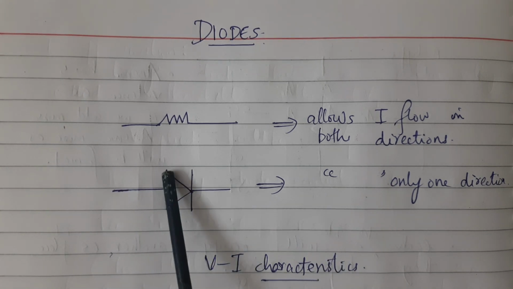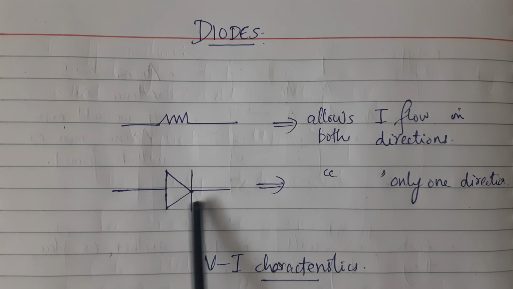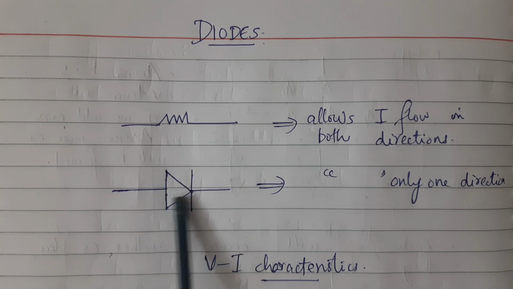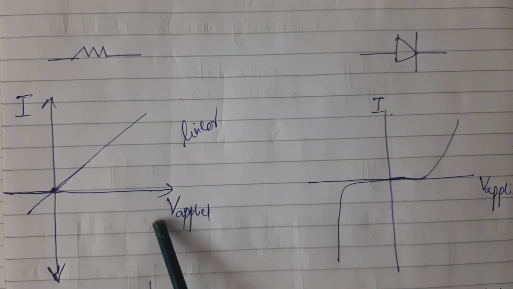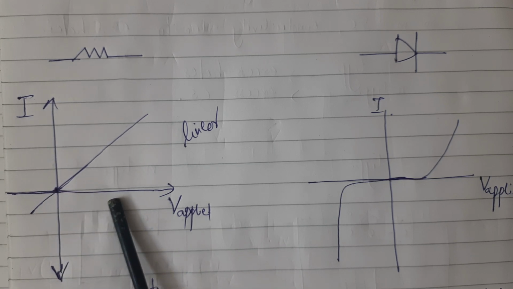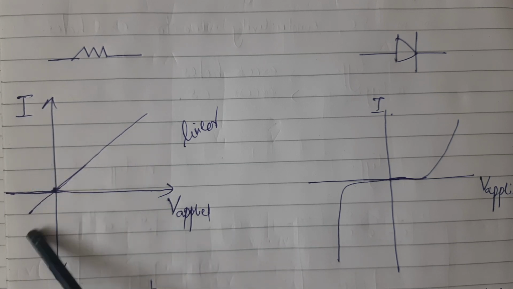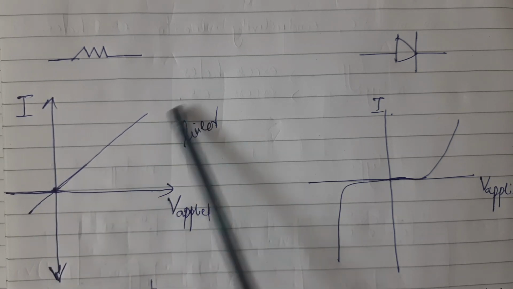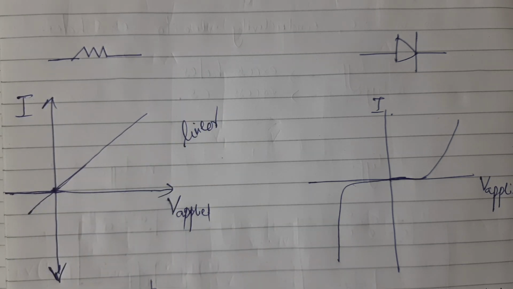So, the symbol of the diode itself is marked in such a way that it shows the direction of the current flow. Okay, now we will see the voltage and current characteristics, the VI characteristics, of both. Suppose, this is the VI characteristics of a resistor. In the resistor, whenever we increase the voltage, the current also increases in a linear fashion. That is why the graph is linear. So it's easy to find the voltage and current at different points.